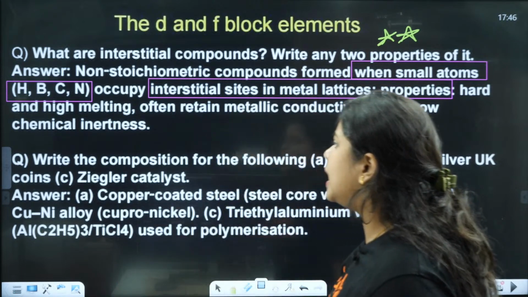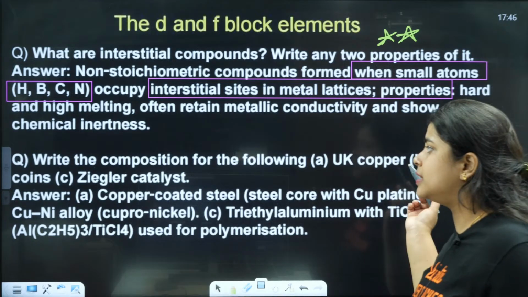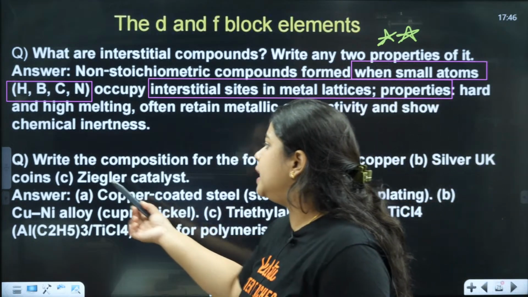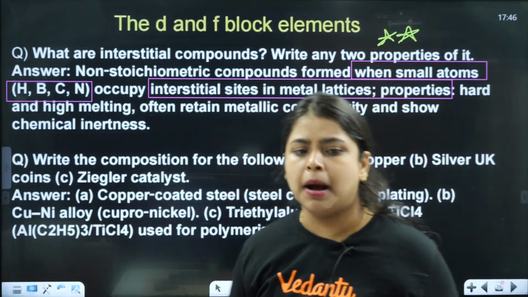Clear? So, next question, write the composition of the following: German silver, coinage metal, and Ziegler catalyst. These are the three compositions they have given. They told us to write the composition for those three elements or compounds.